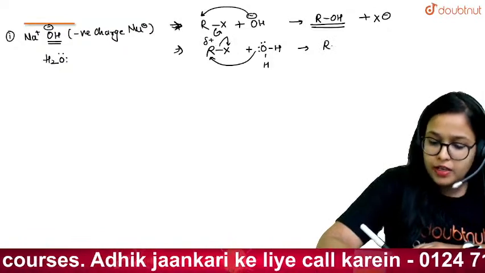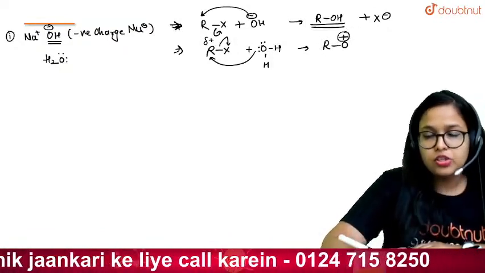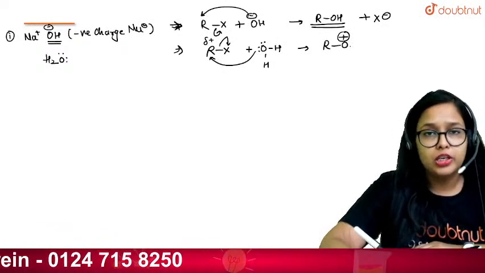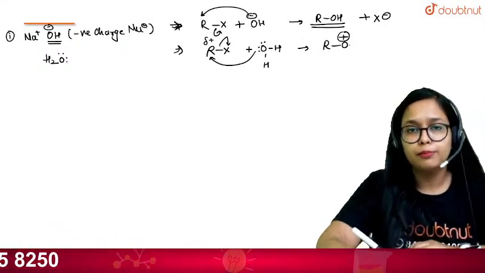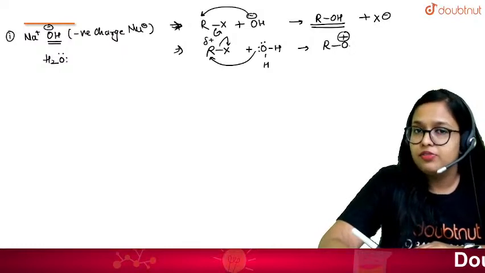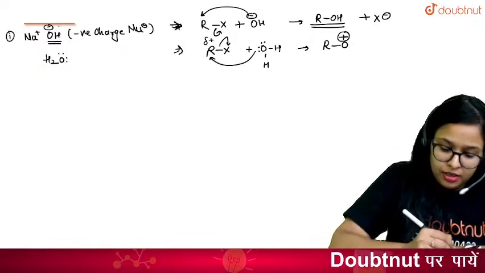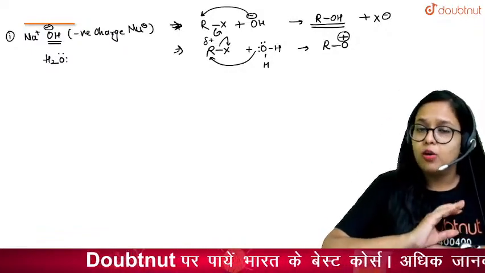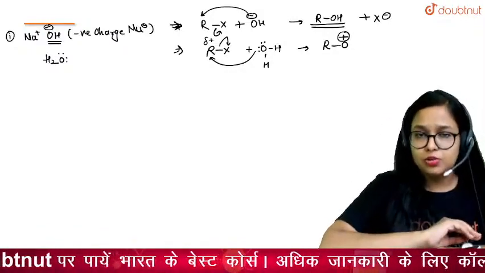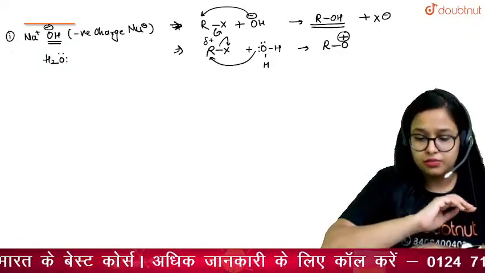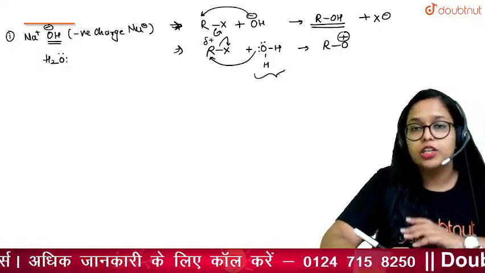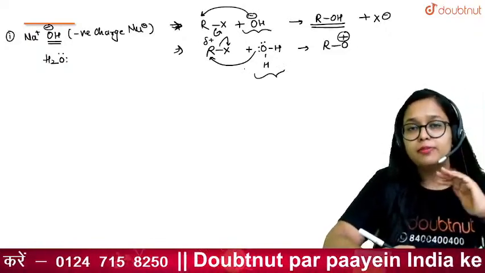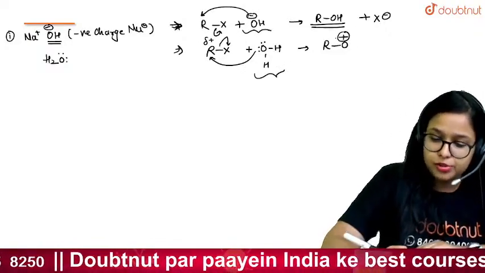Since the lone pair is donated, a positive charge appears on oxygen, because whenever a neutral molecule donates its lone pair to form a bond, a positive charge develops on it, right? Whenever a negatively charged nucleophile forms a bond, from negative it becomes neutral, and from neutral it becomes positive. If it was a neutral molecule, it will develop a positive charge, and a negative one develops into a neutral form, right? ROH is formed.